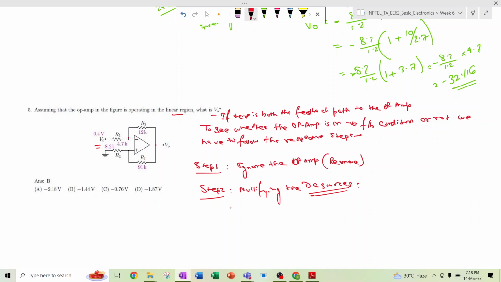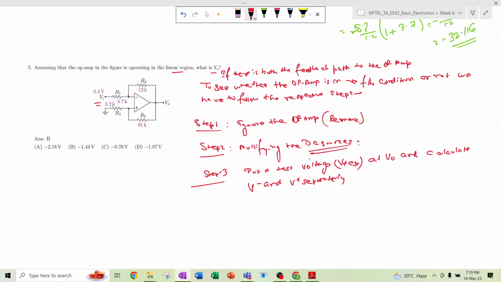Okay, and then step 3, put a test voltage, suppose V test, at VO, and calculate V minus and V plus separately. So you should find out what the values of V plus and V minus are.